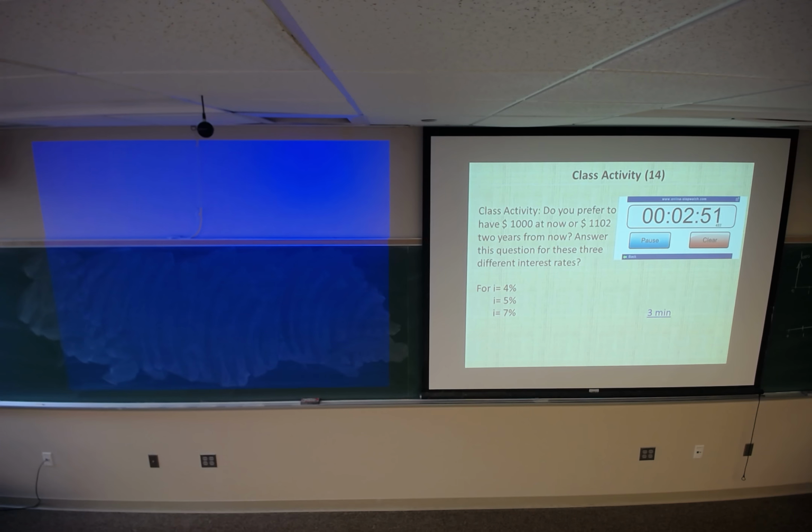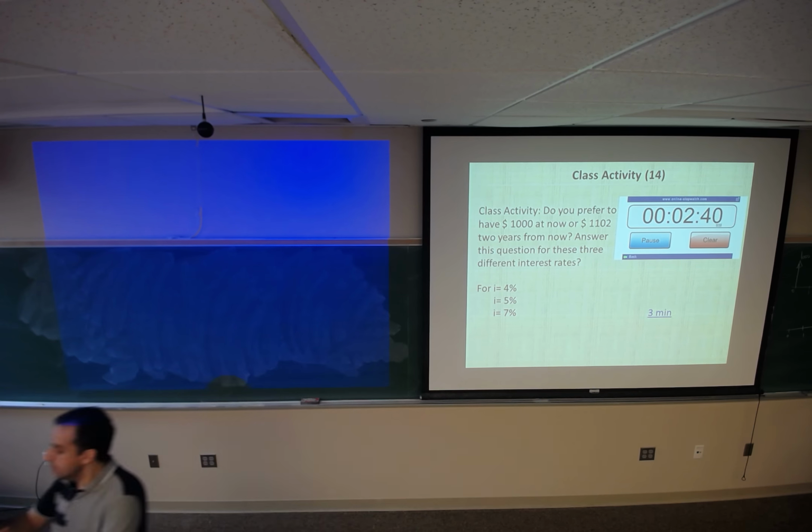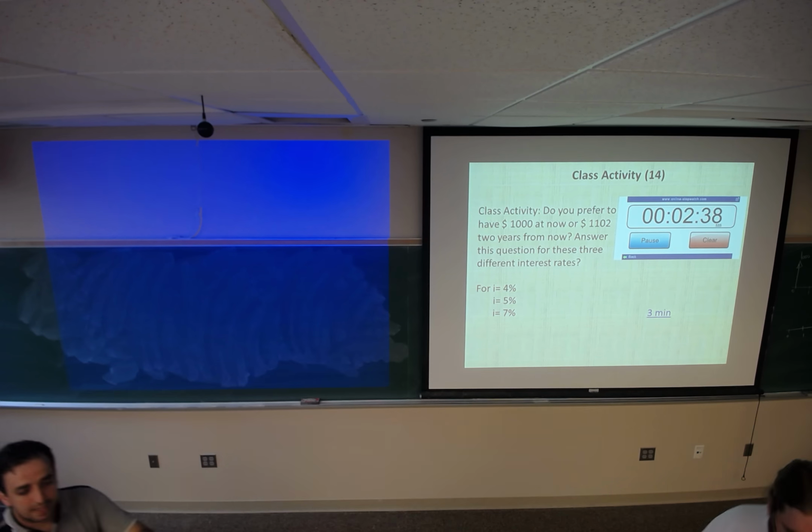If the money didn't have any time value, you would prefer this one. It's greater than 1,000. But since money has time value, you cannot compare the money which occurs at a different time.